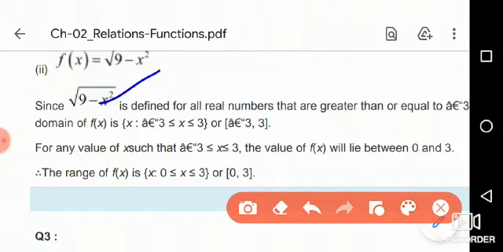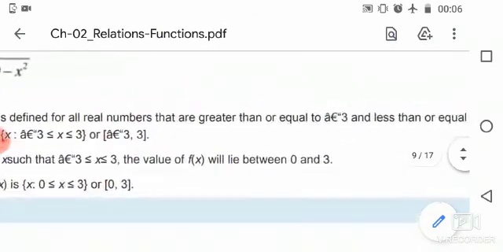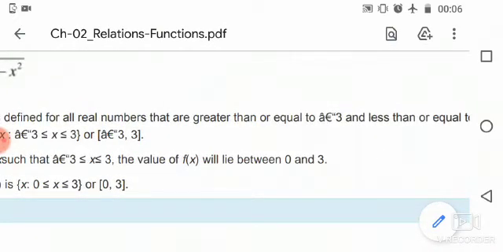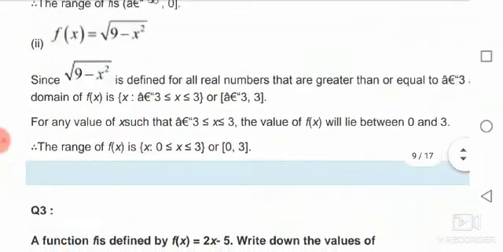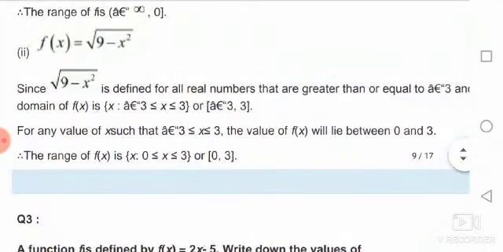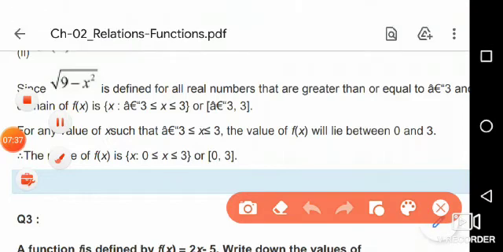Greater than or equal to minus 3 and less than or equal to 3, x belongs to R. Then the domain of the function f of x lies between minus 3 less than or equal to x less than or equal to 3, or you can say it is a closed interval minus 3 comma 3.